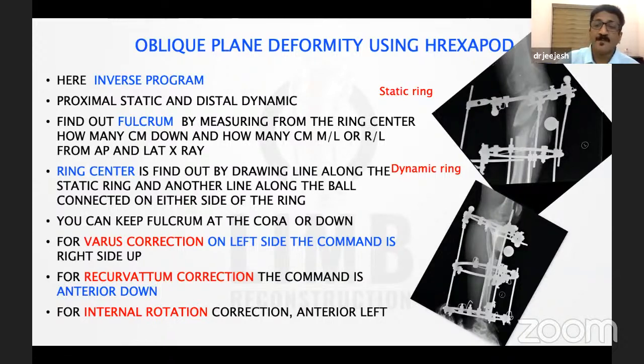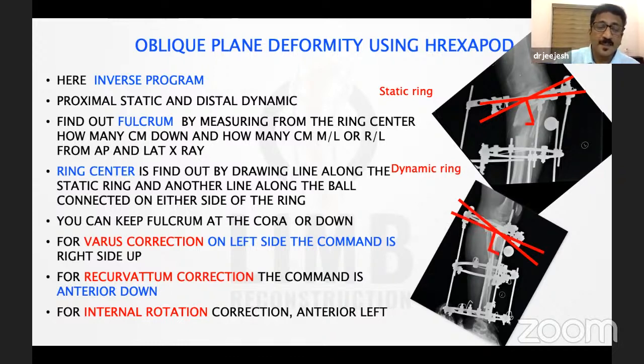This has got an inverse program. As you already know, the X-support has 2 programs, a standard program and an inverse program. In the inverse program, or any program of the X-support, you have to take a proper AP and lateral X-ray with the rings. You have to see them as a single ring, as you can see here. Then the first thing is to find out the fulcrum, where I am going to keep the fulcrum. For that, you should know the ring center. To find the ring center, you have to draw a line along the ring as well as an oblique line along the balls attached on either side of these rings. From the center, you have to draw the fulcrum down wherever it is. Both in AP and lateral, you have to plan according to that.